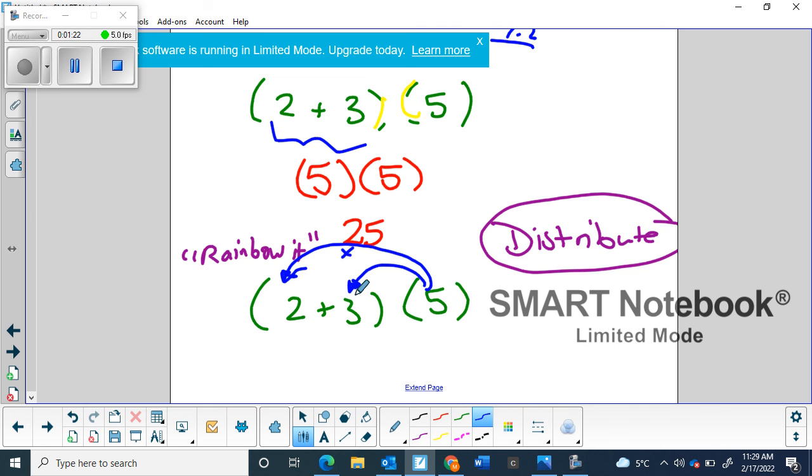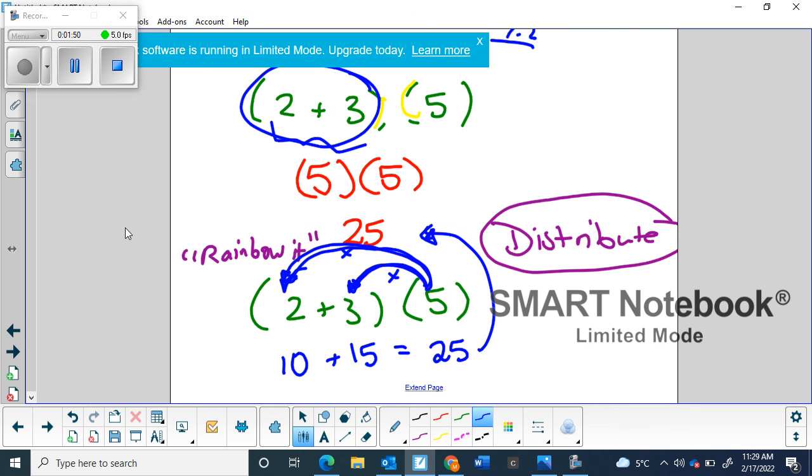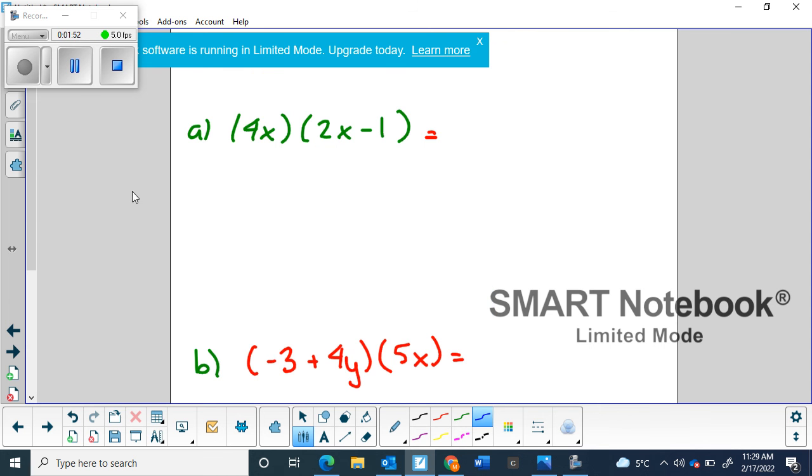So it's going to be 5 times the first term and 5 times the second term. And so in this case, 5 times 2 is 10, and 5 times 3 is 15. And when I add those up, I get 25, which is the exact same answer that I had when I solved the brackets in the first place. The problem is, when we have exponents and we have variables, we can't solve what's in here first. We're going to have to distribute. So let's look at our first question here.